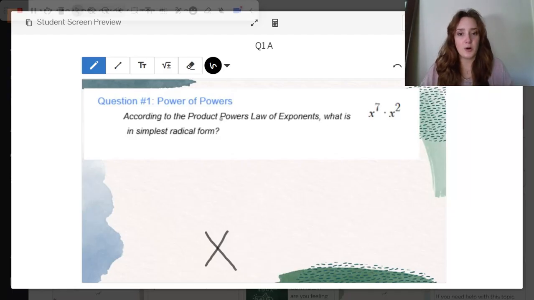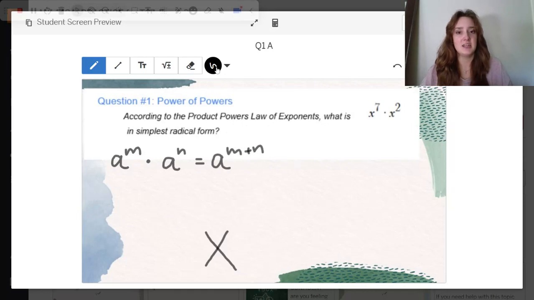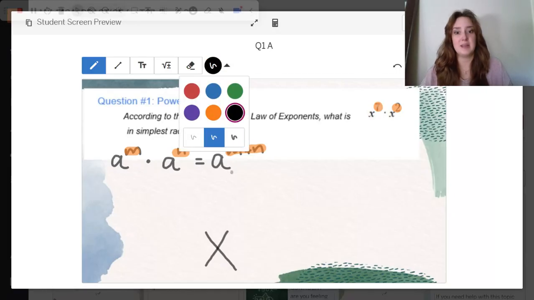Or we can use the power of powers law of exponents, which tells us if we have the same base, and different exponents, we're multiplying with the same base, we're going to add the exponents, right? So that was, for our notes, a to the power of m times a to the power of n equals a to the power of m plus n. So what we're doing is we're taking those exponents and we're just going to add them. All right, straightforward.